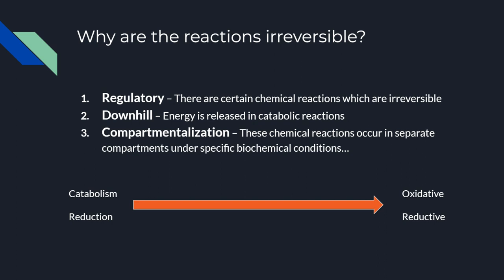Compartmentalization is the third reason. Basically, these reactions occur in separate compartments. They are not freely present within the cytosol. They are happening in separate compartments under very specific biochemical conditions. Catabolism requires an oxidative environment, and anabolism requires a reductive environment. This is basically the basis of how these reactions are separated from each other and still occurring within the same cell. Isn't it amazing that although these reactions are happening within just one cell, they happen simultaneously?